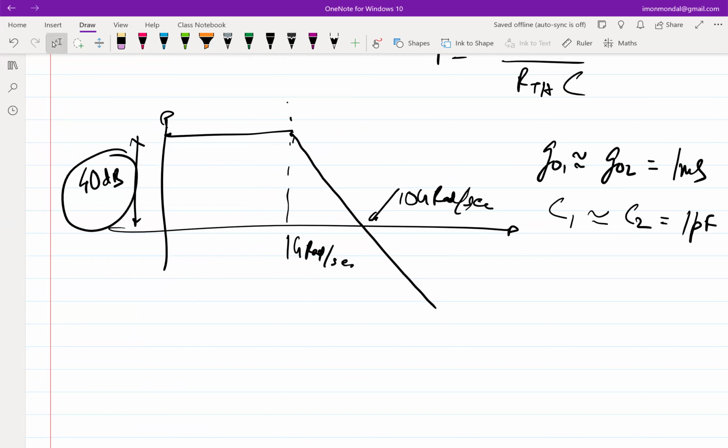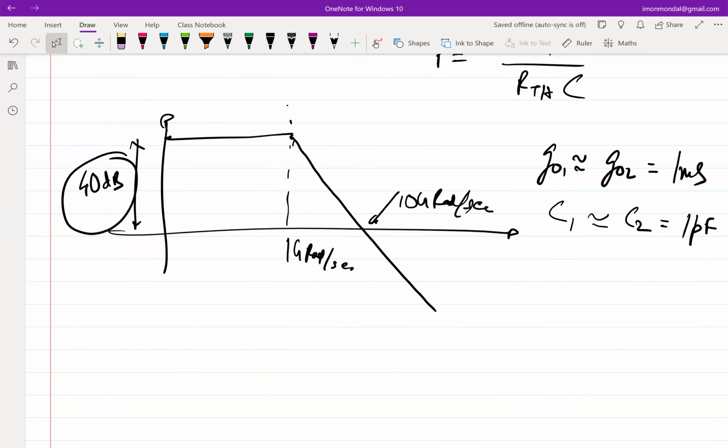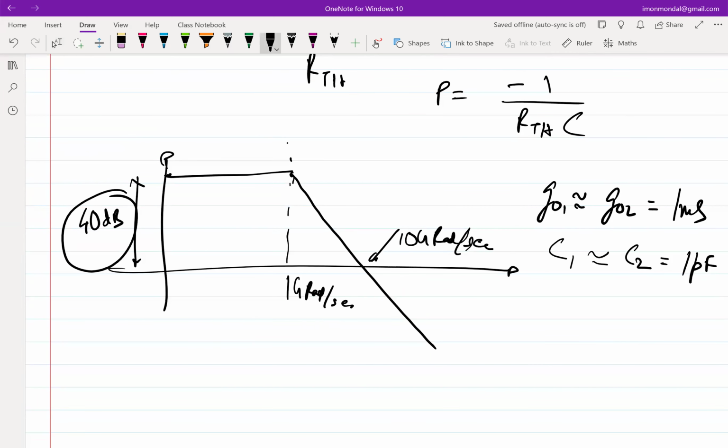Now, you cannot reduce capacitance because all these capacitances come with the device, right? The only handle then that you have is to increase capacitance, right? So I have 2 poles here, one at G01 by C1, another at G02 over C2. I cannot touch G0. I cannot reduce C. The only thing I can do is increase C by putting in an explicit capacitor. That we can do, right?